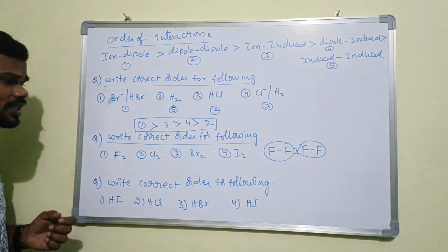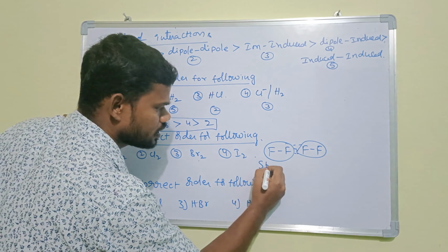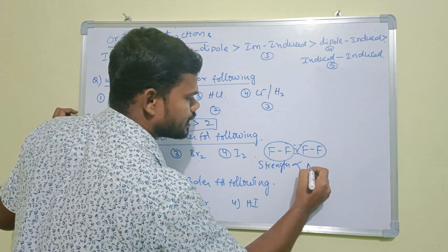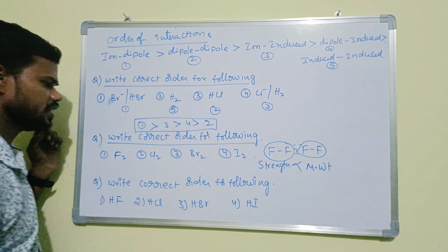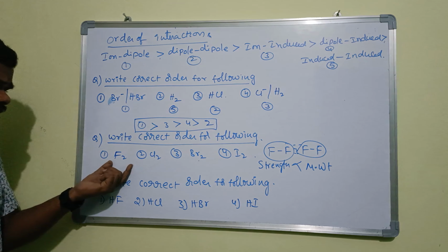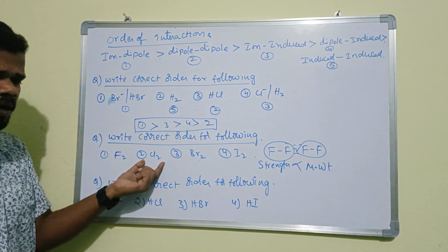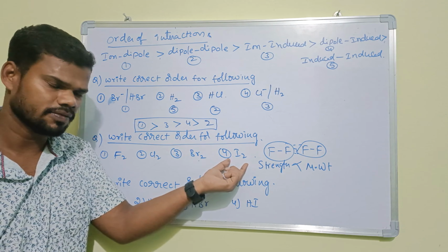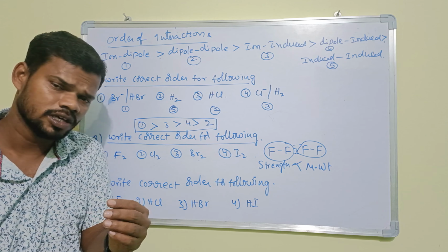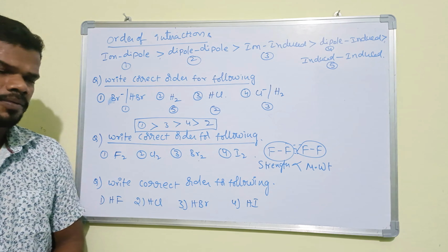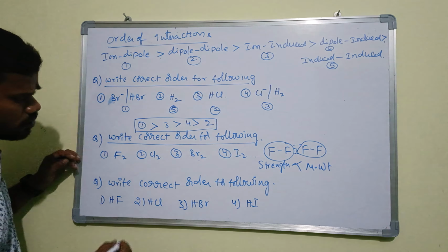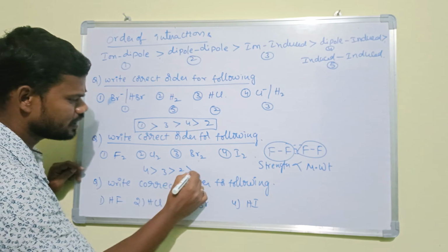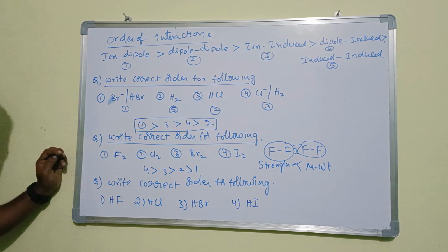So in this case, the strength of interaction is directly proportional to molecular weight. We know that the atomic weight of fluorine is 19, chlorine is 35.5, bromine is 80, and iodine is 127. So which one has the higher weight? That one has more interactions. So what is the correct order we have to write here? The fourth one is greater than the third one, which is greater than the second one, which is greater than the first one. Like this we can compare.